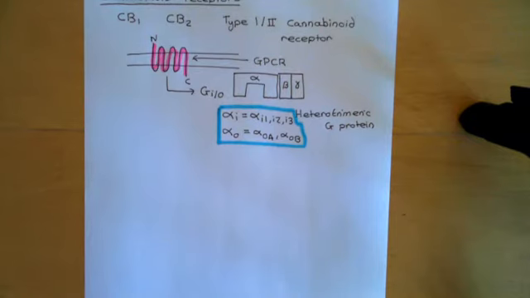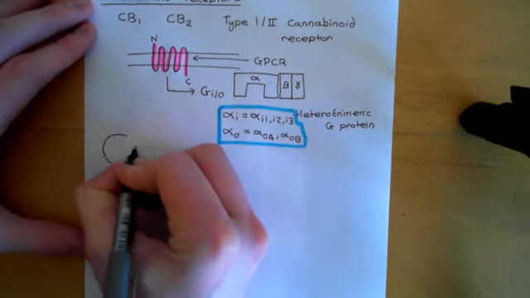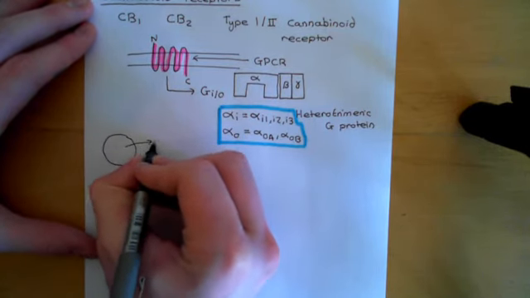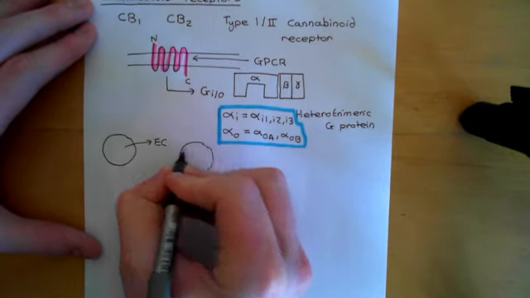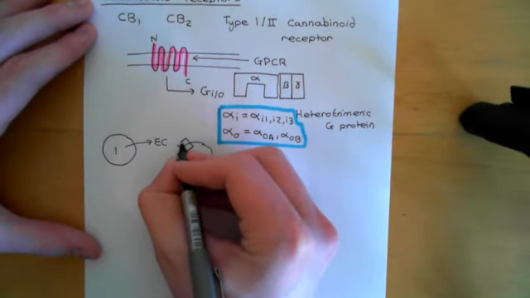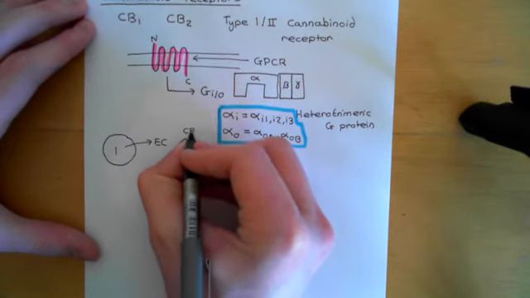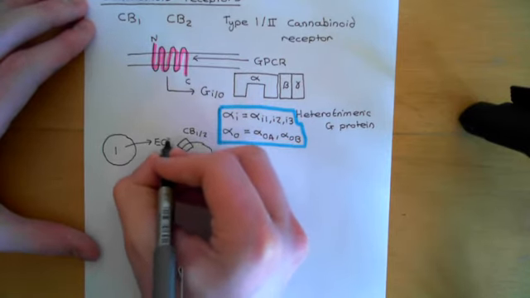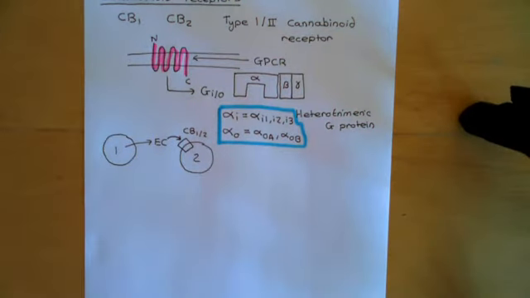Now, what's going to happen is, if we just draw a little picture here, here is cell 1, which might just be producing endocannabinoids. Here's cell 2, which might have a receptor for an endocannabinoid on its surface. This might be the CB1 receptor or the CB2 receptor. The endocannabinoid can then bind to the receptor and cause signaling cascades within cell 2. And that's how endocannabinoids cause signaling.